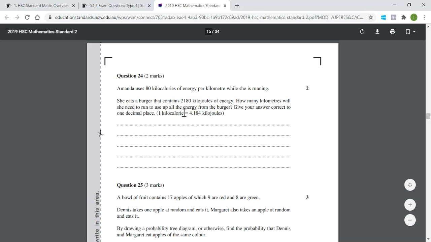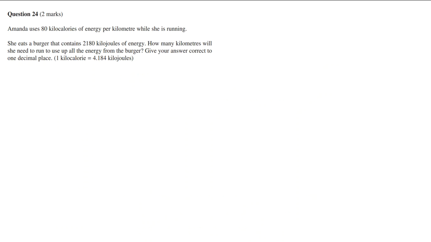The question is telling you Amanda uses 80 kilocalories of energy for every kilometer she's running. So it's giving you a rate, 80 kilocalories per kilometer. That's the rate, right? Then they're telling that if she eats a burger that contains 2,180 kilojoules of energy, how many kilometers does she need to run to use up all the energy from the burger? So let's take the question out and break it into pieces and then solve it.